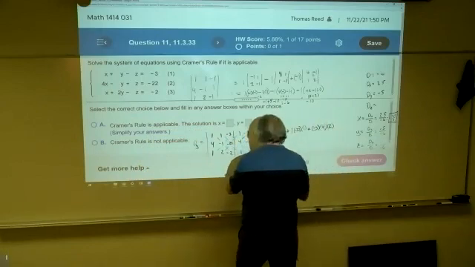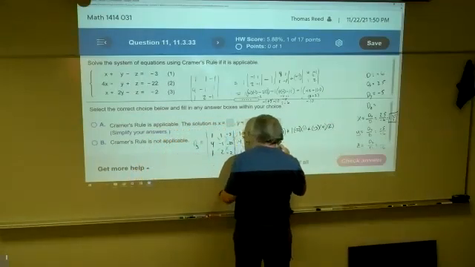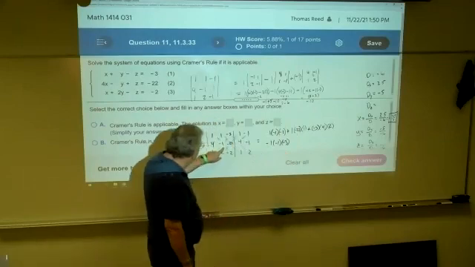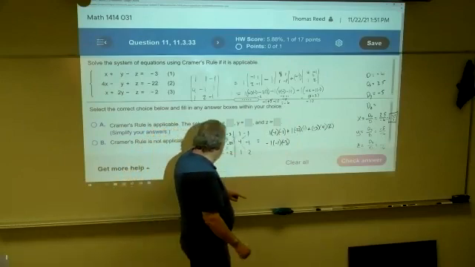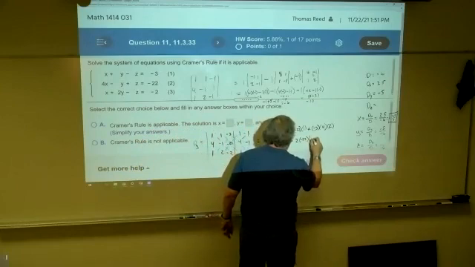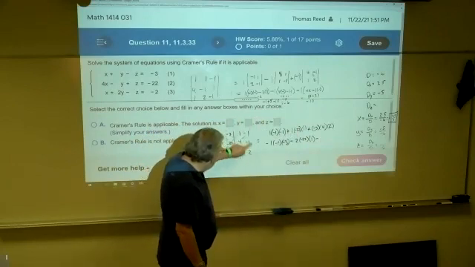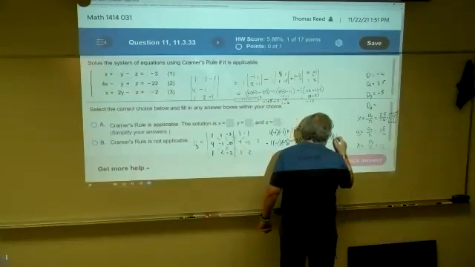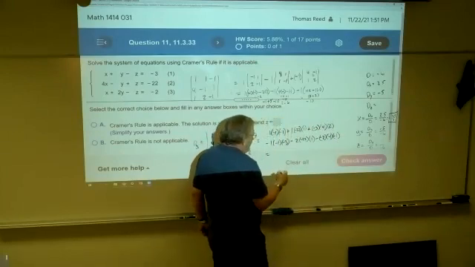And then we're going to subtract the products of the diagonals going in the other direction. So we have 1 times -1 times -3, and then 2 times -2 times 1 minus 2 times -2 times 1, minus -2 times 4 times -1. And now I simplify each product.